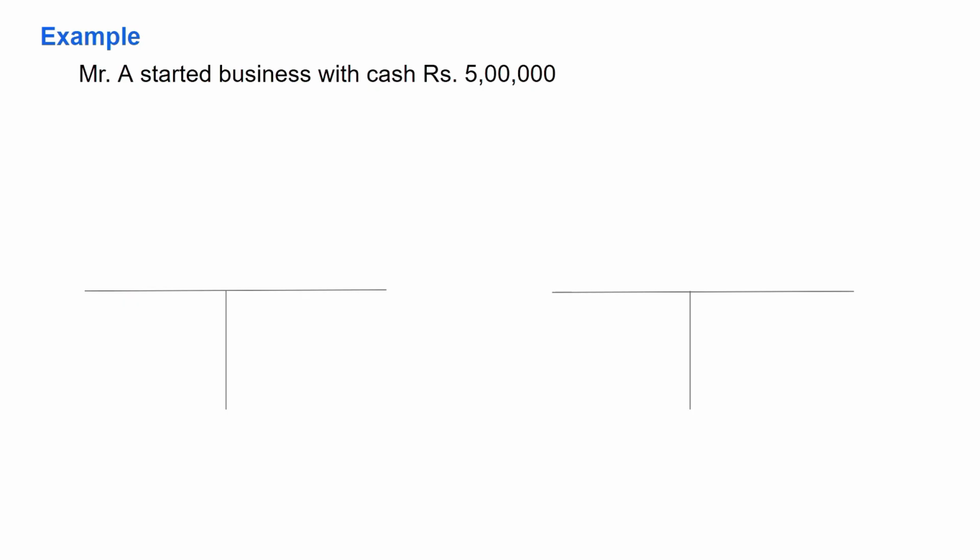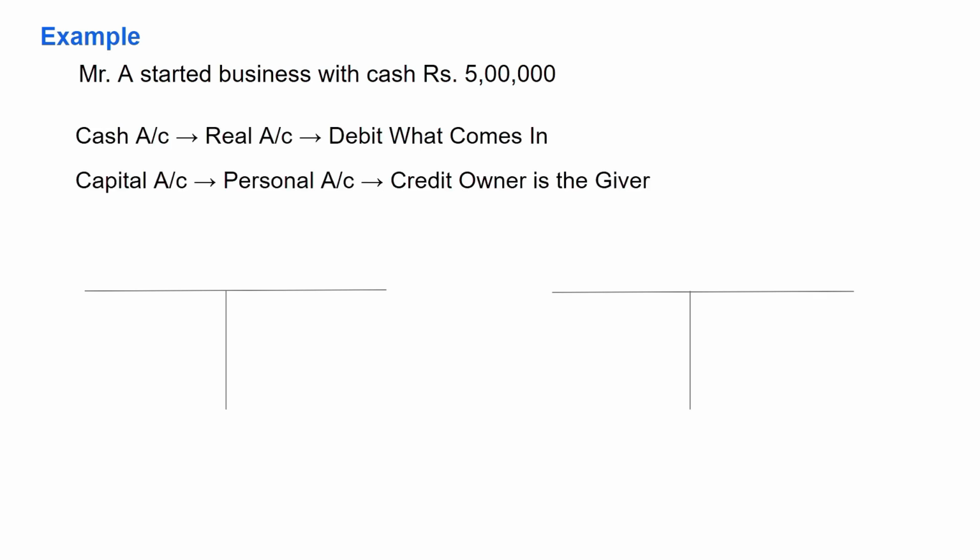Here, the business receives cash, which is an asset. So it increases and we debit it. And capital also increases, but it's a liability from the business point of view. So it is credited. So here, cash account and capital account. Cash is an asset, and if an asset increases, it is on the debit side. So 5 lakh rupees on the debit side, and capital increases, but it is a liability for the business, so it is credited. So 5 lakh rupees on the credit side.